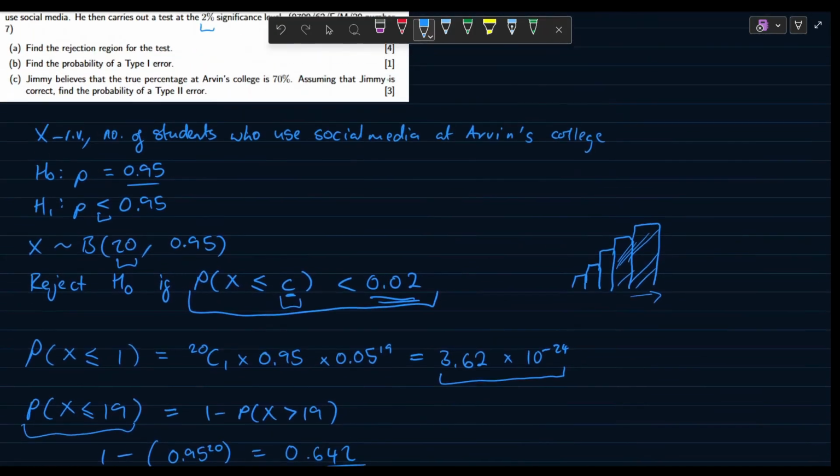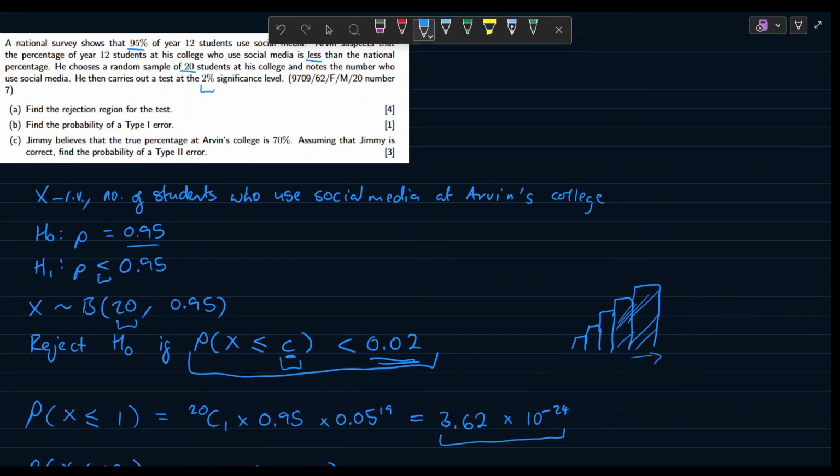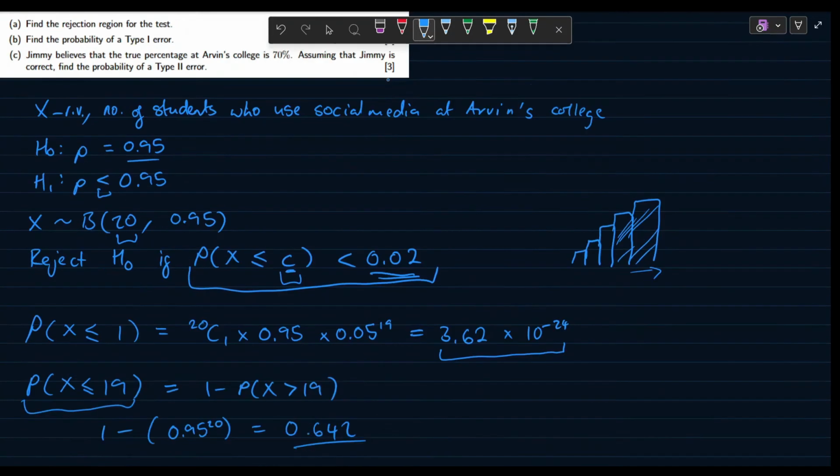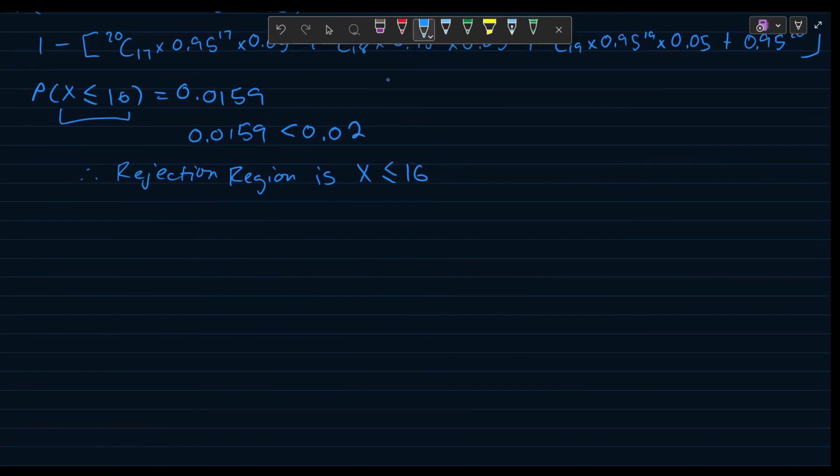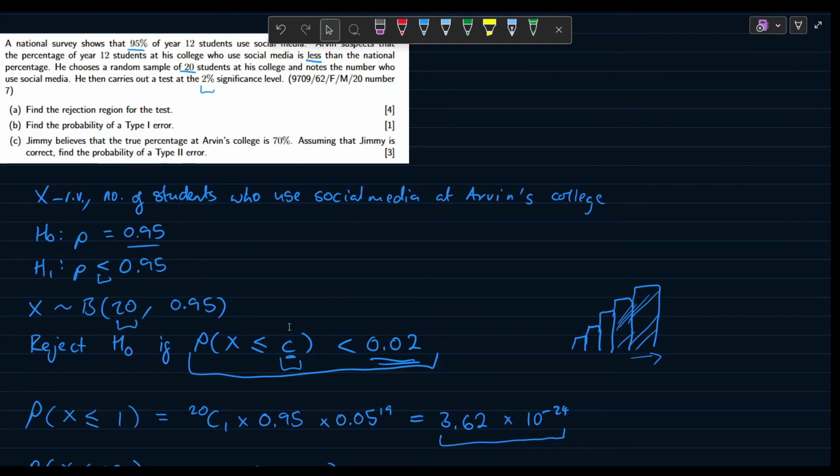Now let's go on to part B. Part B says find the probability of a type 1 error. The probability of a type 1 error is the probability of being in the rejection region. So what's our rejection region? It's x is less than or equal to 16. So the probability of a type 1 error is the probability that x is less than or equal to 16, which is 0.0159.